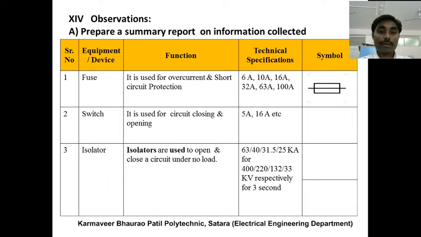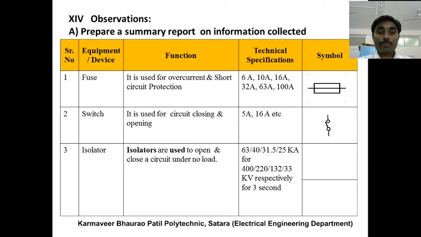Now the next equipment is a switch. A switch is used for circuit closing and opening processes. The technical specification of a switch is 5 ampere or 16 ampere, etc. And the symbol of a switch is like this.